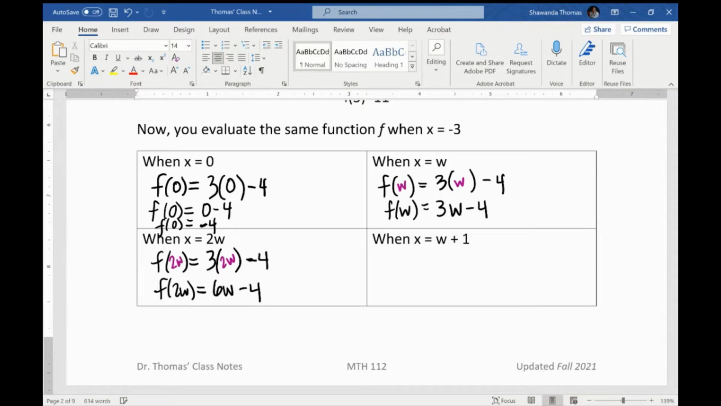All right. See, we're on the roll. We are doing good. Moving on. Next, it says when x equals w plus 1. That's okay. We're doing the same thing. I just make my parentheses a little wider. That's all.